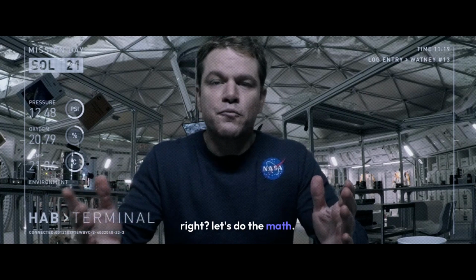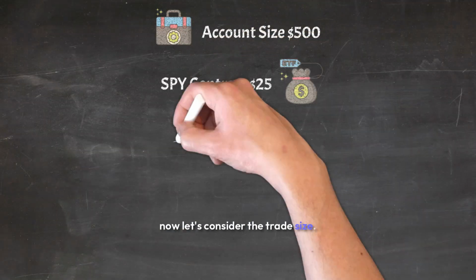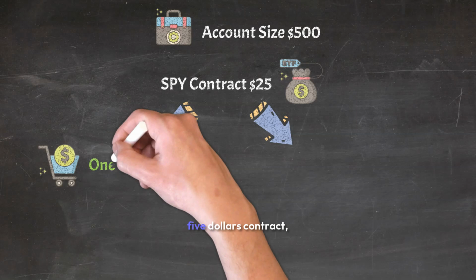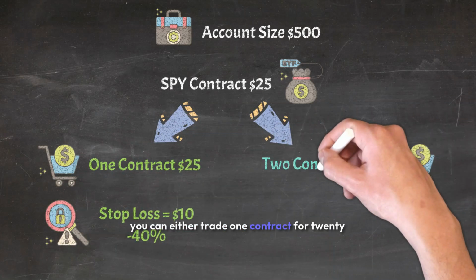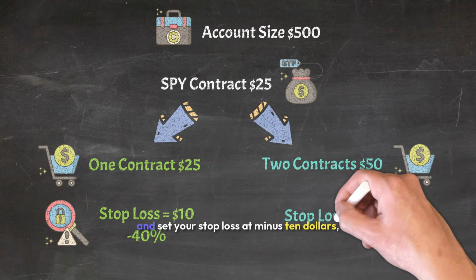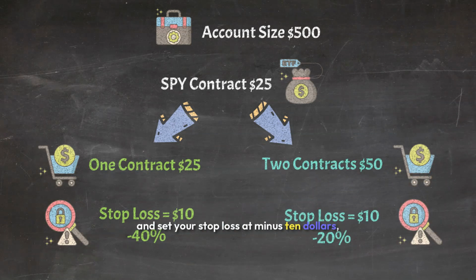Let's do the math. Now, let's consider the trade size. If you want to trade a $25 contract, you have a couple of options. You can either trade one contract for $25 and set your stop loss at minus $10, or you can buy two contracts for $50 and set your stop loss at minus $5 for each.